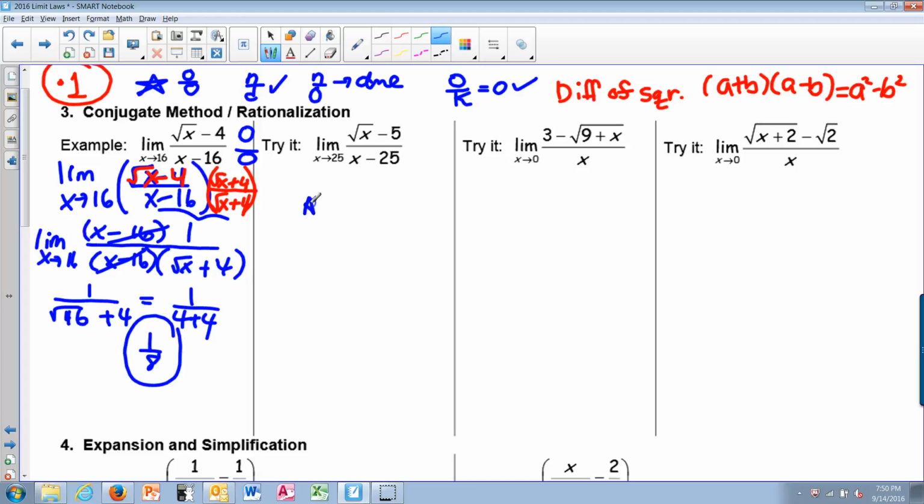I'm going to have you try the other two on your own, but I will work the last one with you. Okay, so first of all, if I substitute in, I get the square root of 2 minus the square root of 2. And if I substitute 0 in, I get 0. So that tells me that I need to use my conjugate rule.